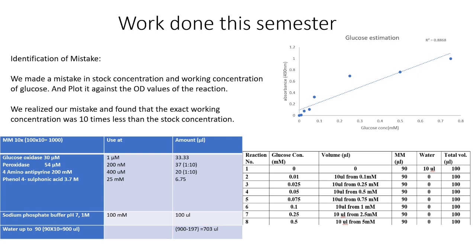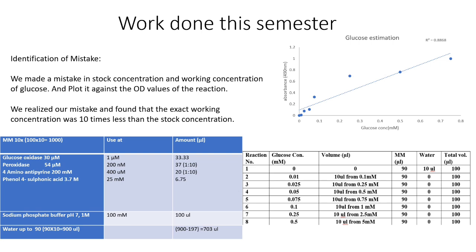We prepared a master mix for 10 reactions using glucose oxidase at a working concentration of 1 micromolar, peroxidase at 200 nanomolar, 4-aminoantipyrine at 0.4 millimolar, and PS at 25 millimolar. The total volume of the master mix was 900 microliters. We then added this master mix to 8 different tubes, 90 microliters in each tube, varying the substrate glucose concentration in each tube.